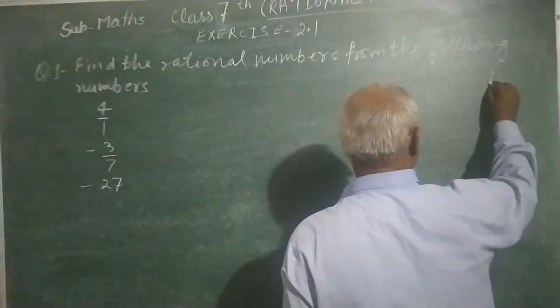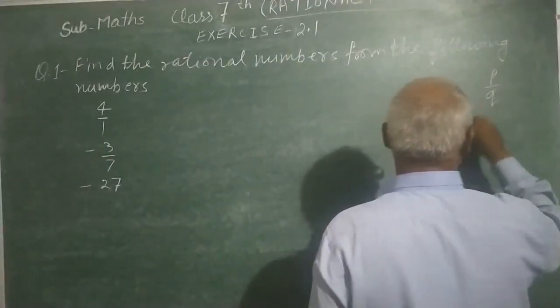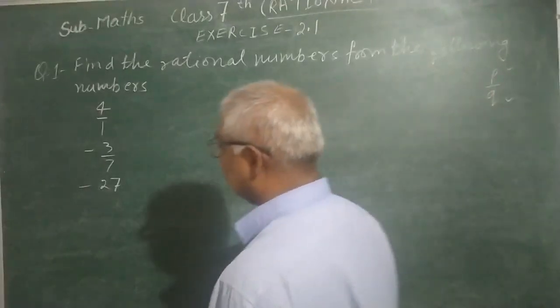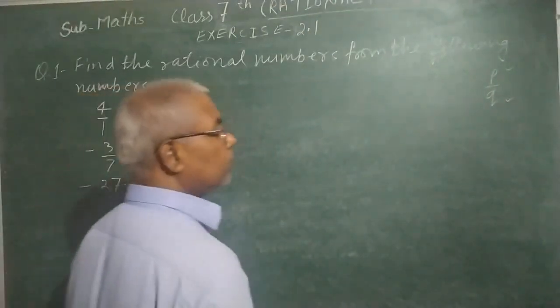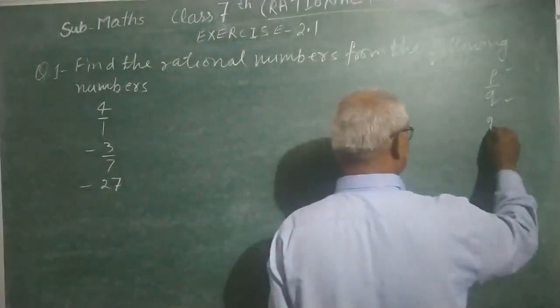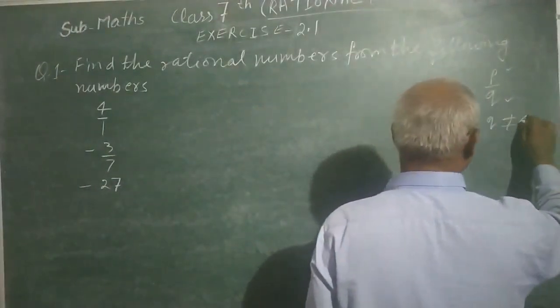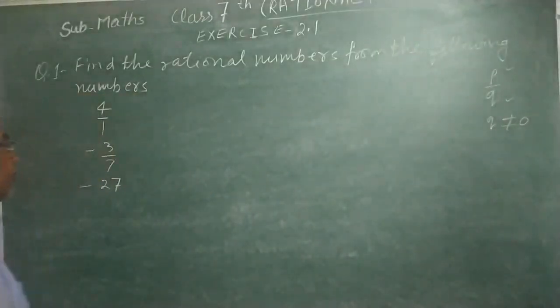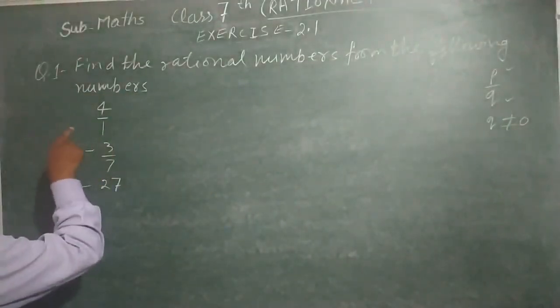Those numbers which can be written in the form of p upon q, where p is the numerator and q is the denominator, but q is never equal to 0. Q कभी भी 0 के इक्वल नहीं होना चाहिए. P may be any number, positive or negative. So the question is this.